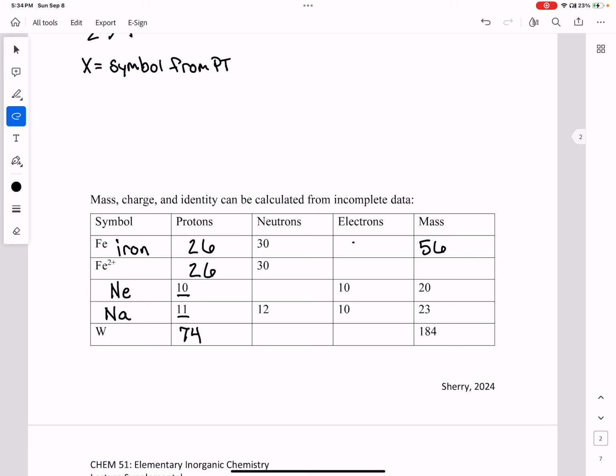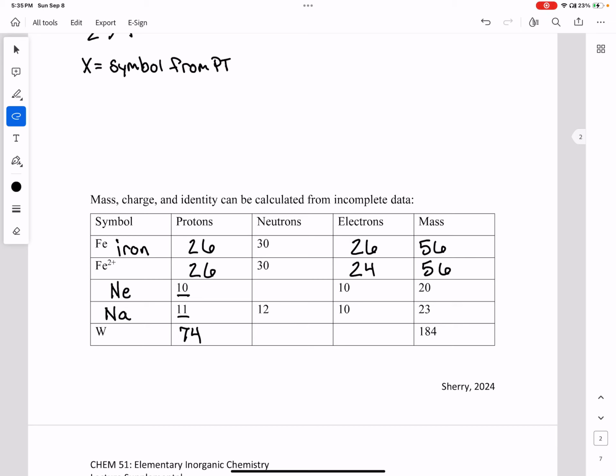So I'm going to have that number match my number of protons. In the second row, however, the iron 2 plus, it's going to have the same mass, of course. It has the same protons and neutrons, but it's only going to have 24 electrons. It has to have that imbalance between protons and electrons to have that 2 plus charge.